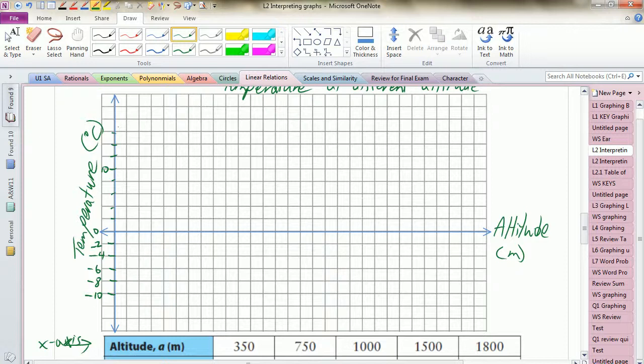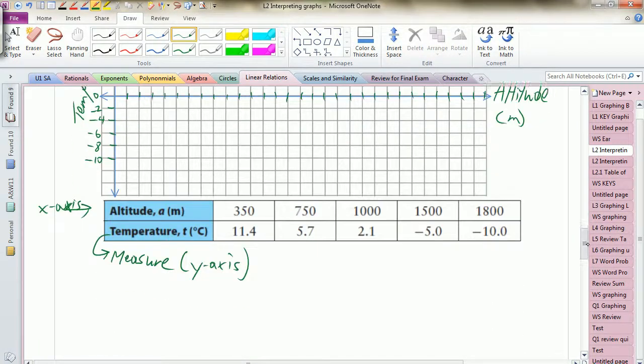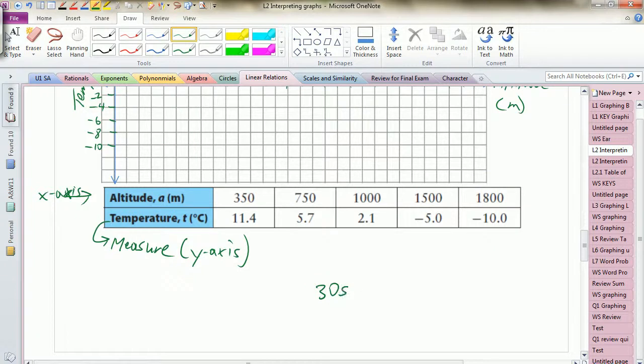200s? Yep, 250s. If we go up by hundreds, how many squares would we need? 18. So let's count and see. 1, 2, 3, 4, 5, 6, 7, 8, 9, 10, 11, 12, 13, 14, 15, 16, 17, 18, 19, 20, 21, 22, 23, 24, 25, 26, 27, 28, 29, 30. So we have 30 squares. We have to go up to 1,800 meters.